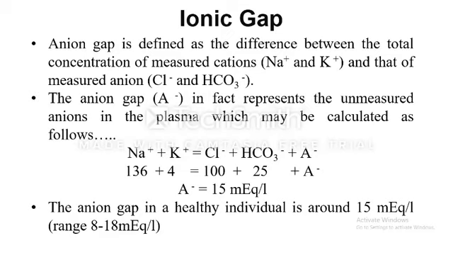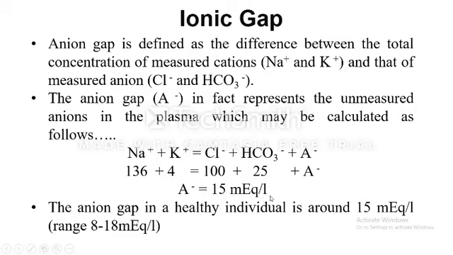The anion gap is defined as the difference between the total concentration of measured cations, sodium and potassium, and that of the measured anions, that is chloride and bicarbonate. So this difference is called the ionic gap. The ionic gap, denoted as A negative, in fact represents the unmeasured anions in the plasma, which may be calculated as follows: sodium and potassium equal chloride and bicarbonate plus this ionic gap. When we put the values in, we finally get 15 milliequivalent per liter.